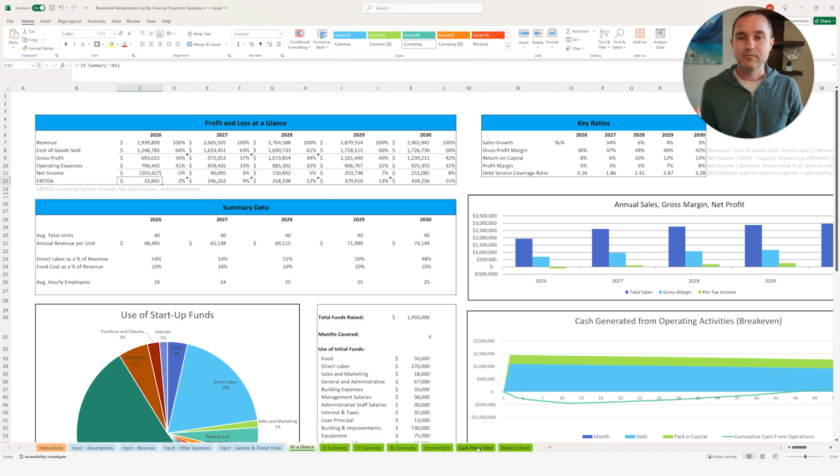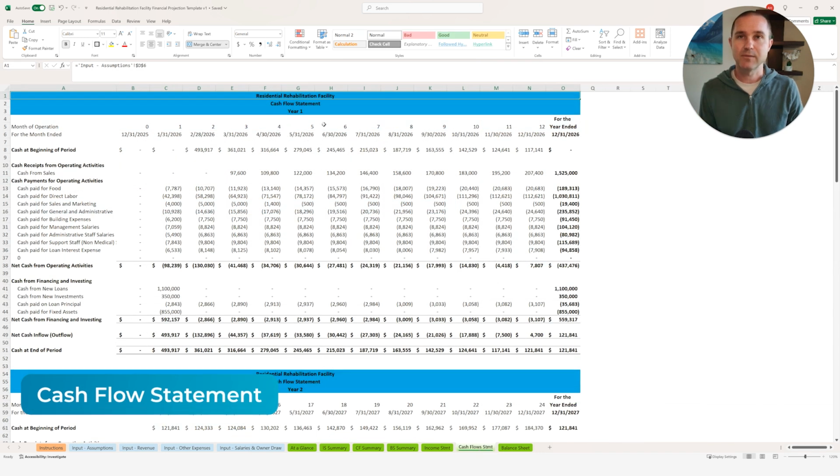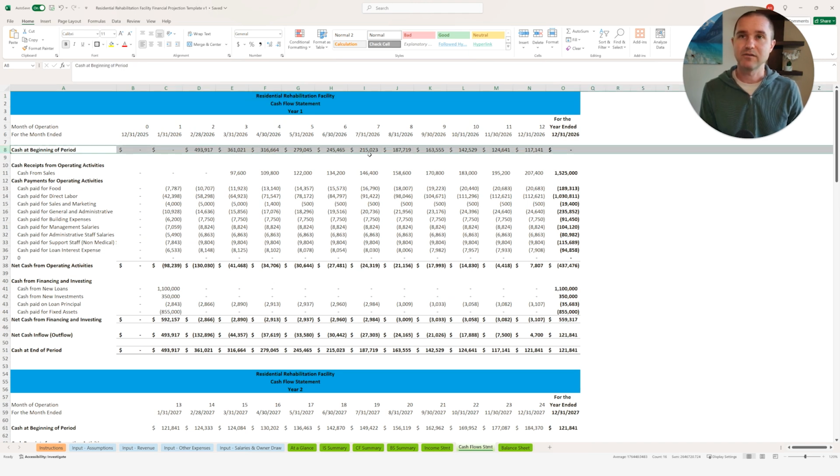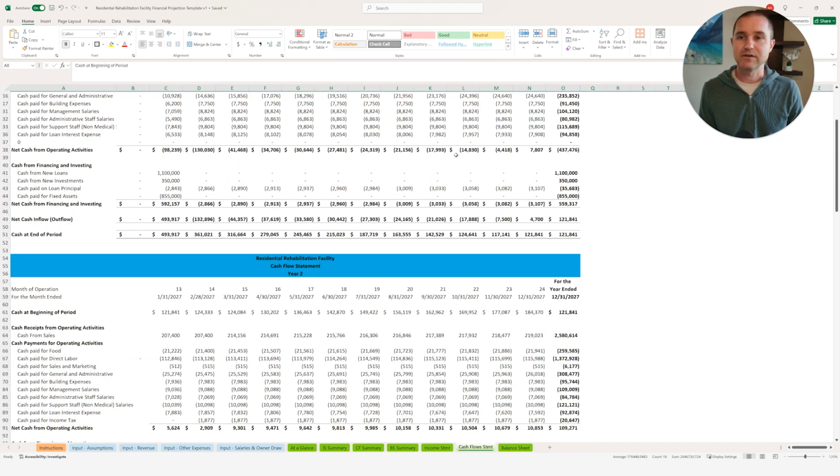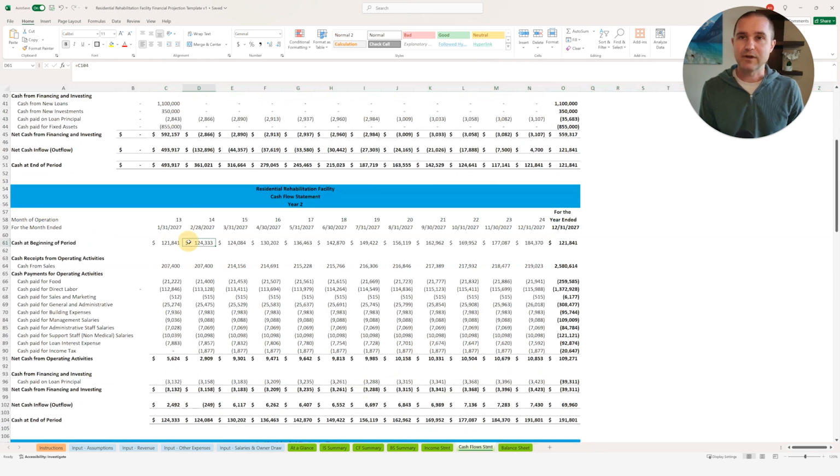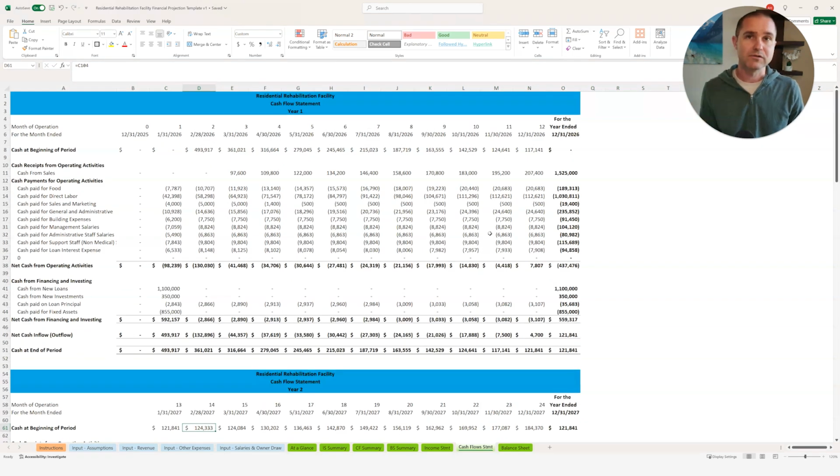The other thing I would want to point out is if you come to the cash flow statement, the real key, in addition to the debt service coverage ratio, is you want to make sure that your cash at the beginning of the period here never goes below 0. We can see that as we start to ramp up, this cash balance starts to increase again, and we never go below 0. So we have a sufficient cushion there.